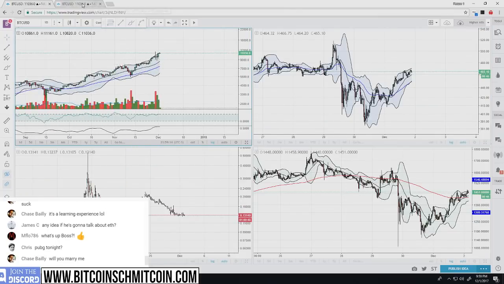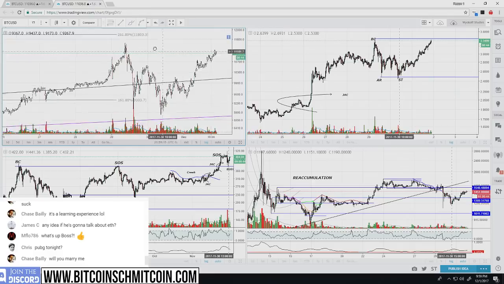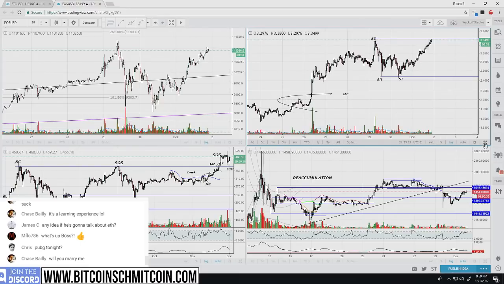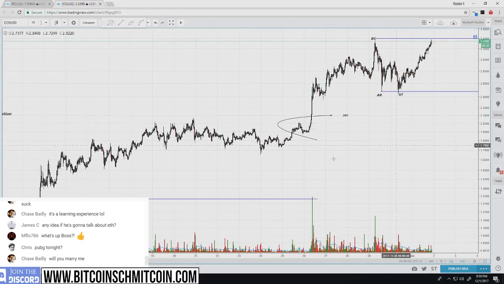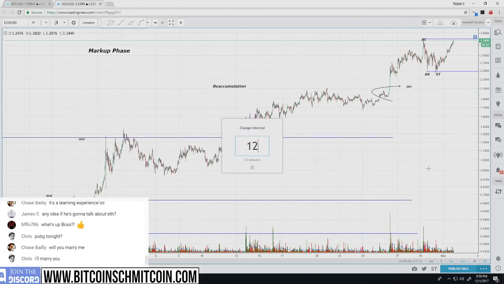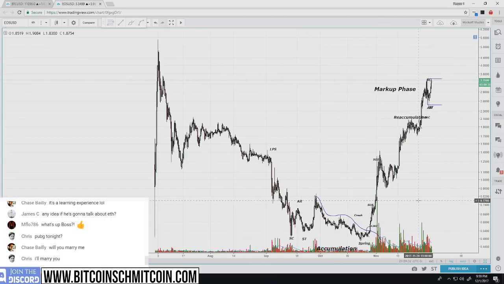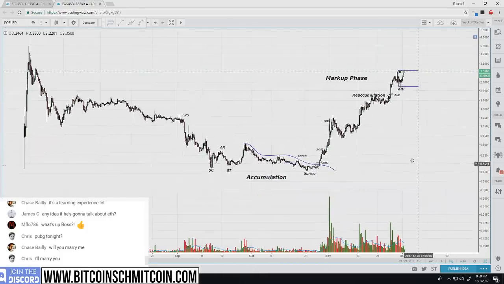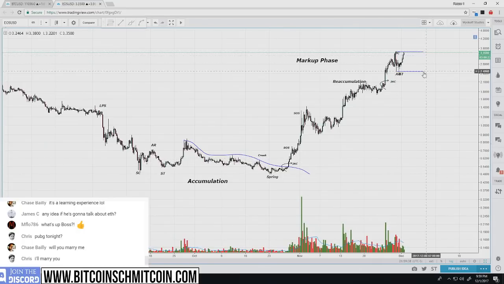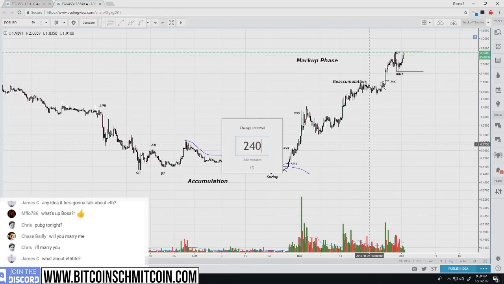So I've eyeballed a couple of these coins that I believe are going through accumulation phases right now. One of the most obvious is EOS. Say what you want about the technology, say what you want about the developers, I don't really care, but the coin is going through an accumulation phase. So it went through an accumulation phase here, and now it's going through a reaccumulation phase as we speak. So let's actually look at the 4-hour chart.